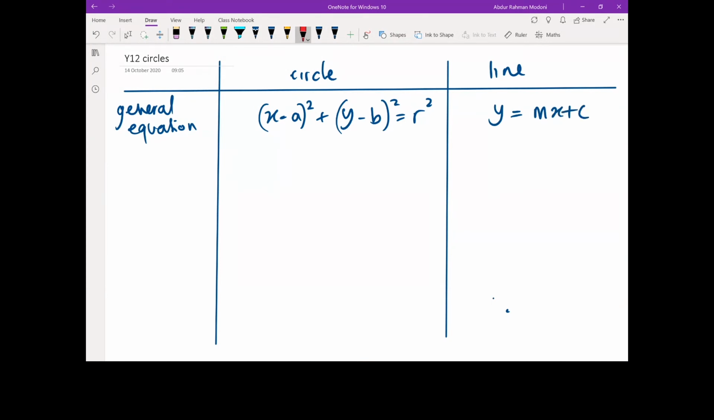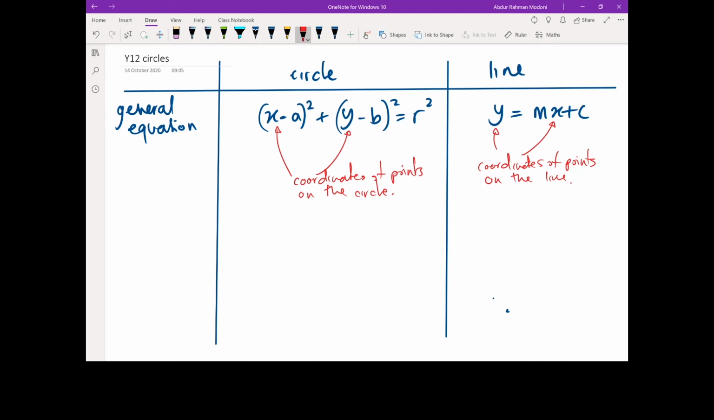Just like in the line, we need to know what each of these letters represent. So in a line, y and x represent coordinates of points on the line. Not any point, points on the line. Very important to understand that they represent coordinates of points on the line. Likewise, x and y here in the equation of a circle also represent the same thing: coordinates of points on the circle.